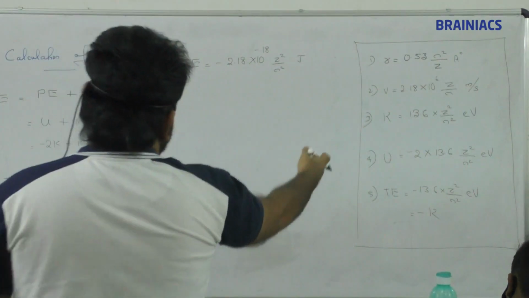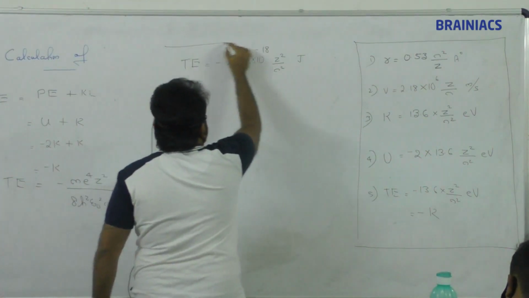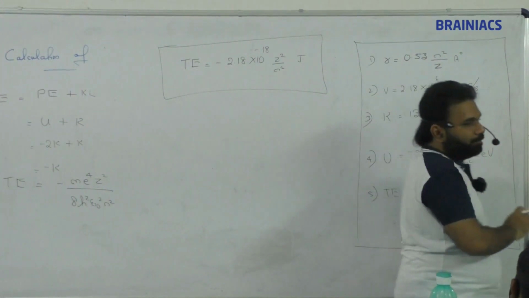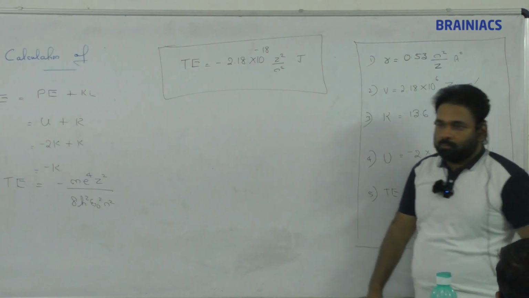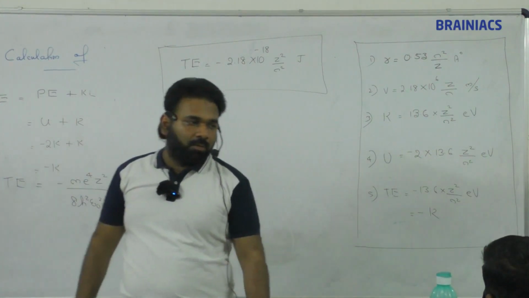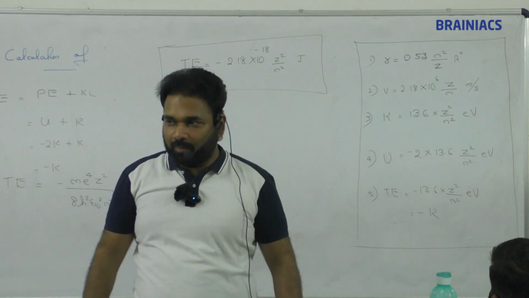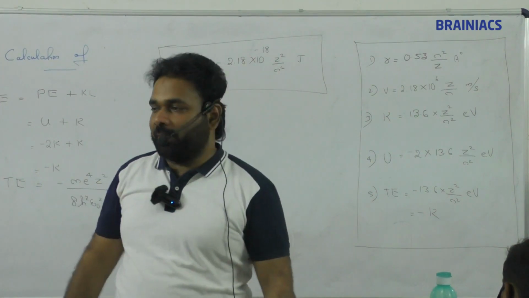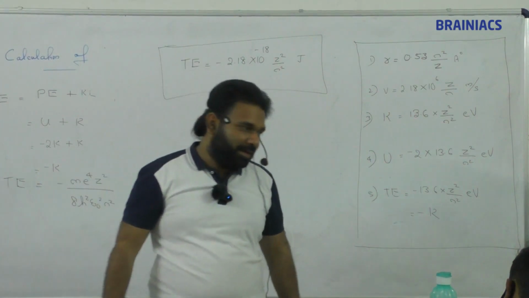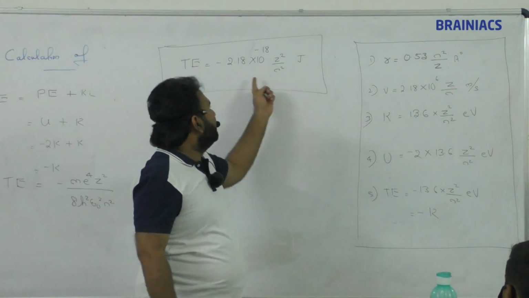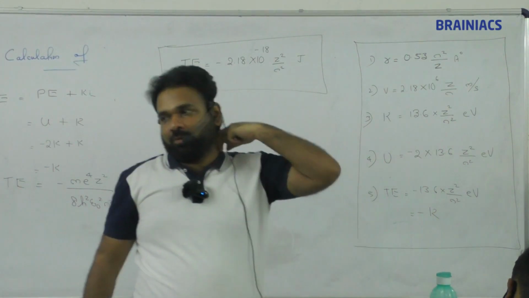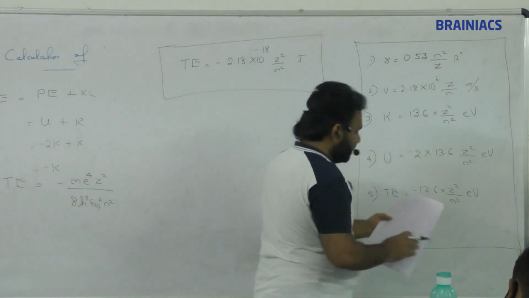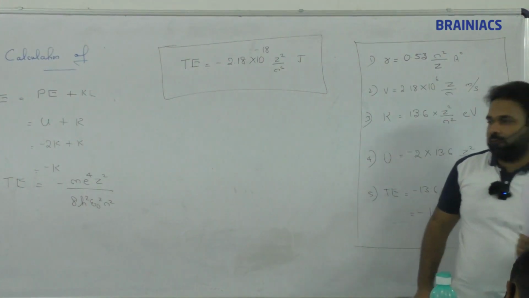All these answers are in electron volt. Suppose you want to convert into joule, what should we do? Multiply by 1.6 into 10 raised to minus 19. Do we multiply or divide? Multiply. Just do that and verify whether you are getting this answer. Clear? If you know the questions related to that, you can solve them easily.